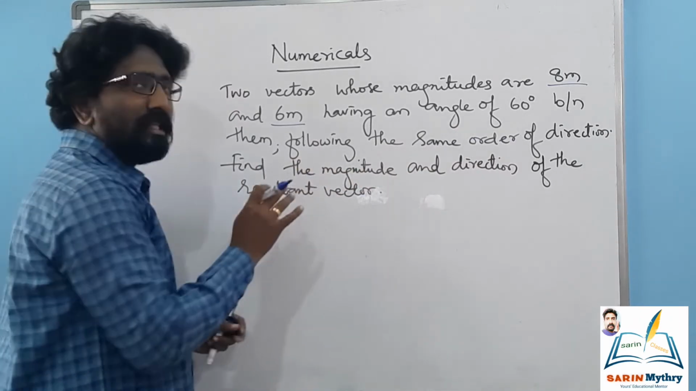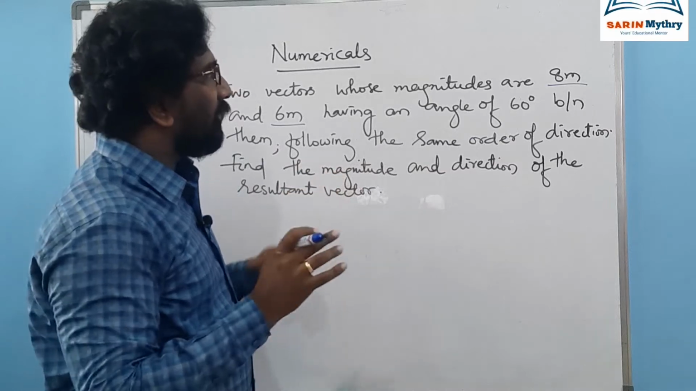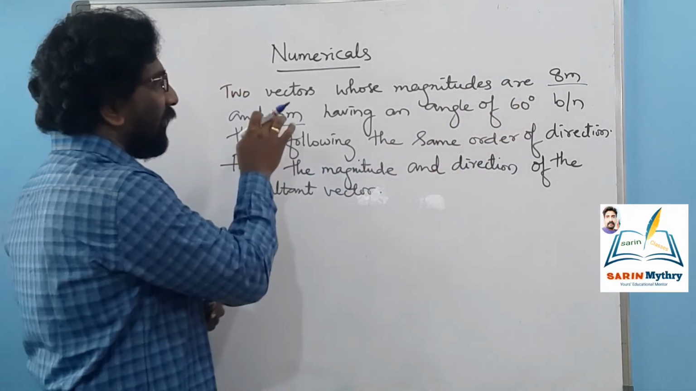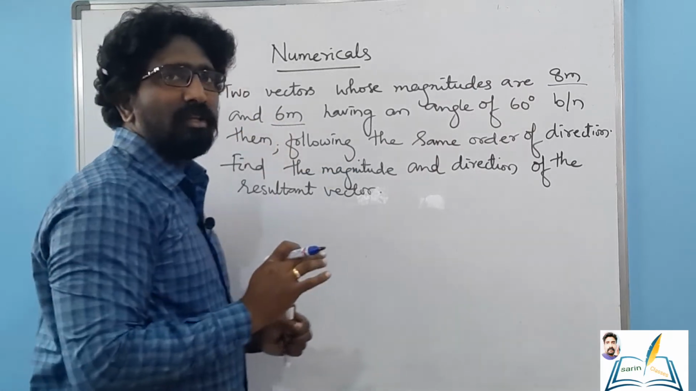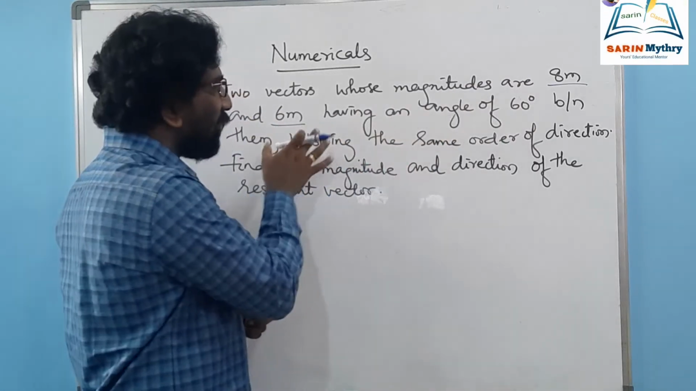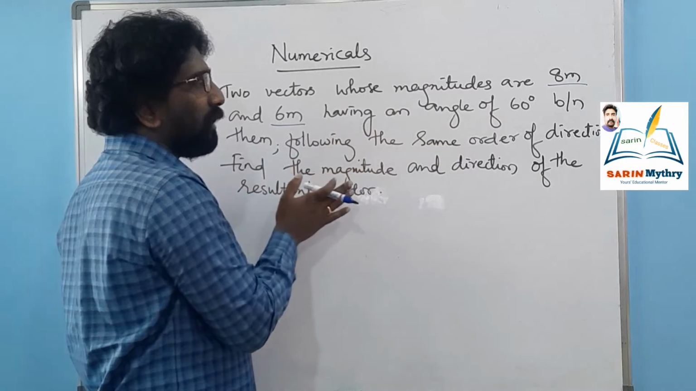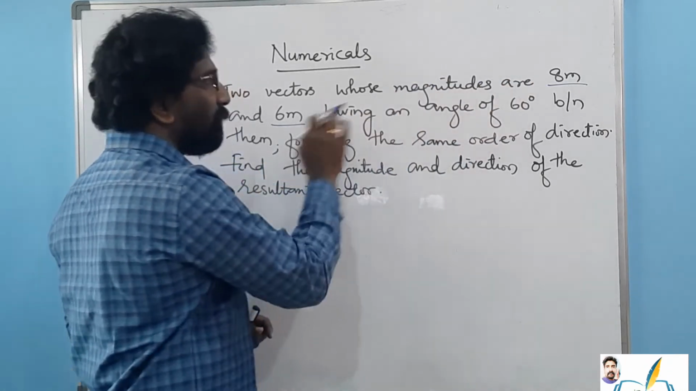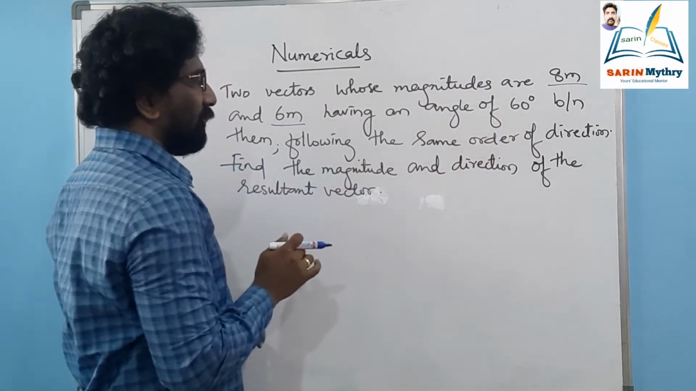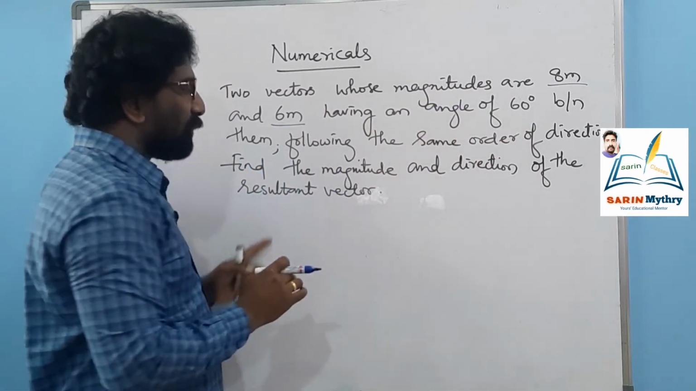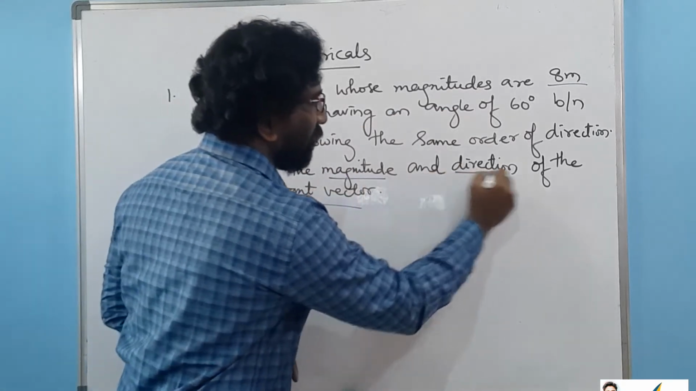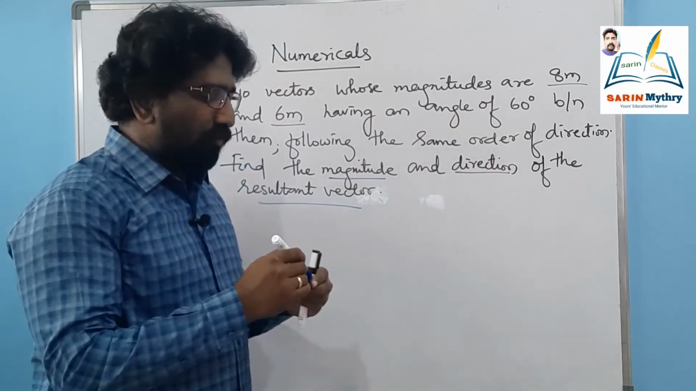It means that here in this particular problem, we are being given two vectors. The first vector's magnitude is 8 meter and the second vector's magnitude is 6 meters. Now these two vectors are in the same order, meaning they are moving in the same direction, and these two vectors are also making an angle of 60 degrees. If that is the case, we are supposed to find the resultant vector's magnitude first and then direction.